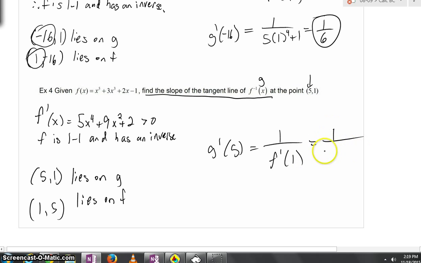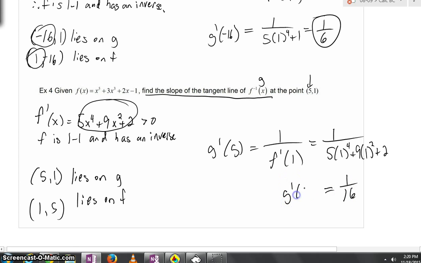So I'll get 1 over, you can see that f prime is right here. It's 5 times 1 to the fourth plus 9 times 1 squared plus 2. And really this is 5 plus 9 plus 2 down below. That would yield 16 in that denominator. So g prime of 5 is just simply 1/16.